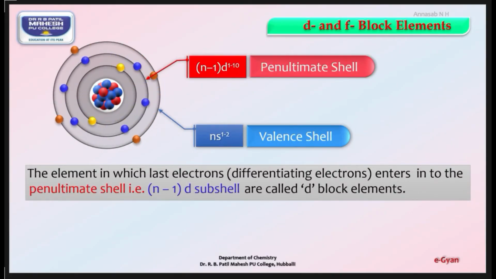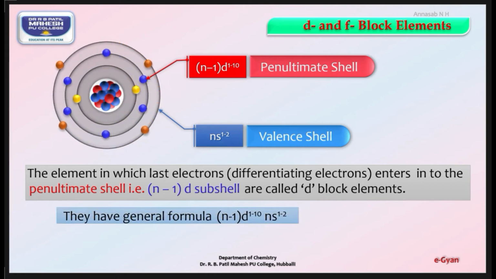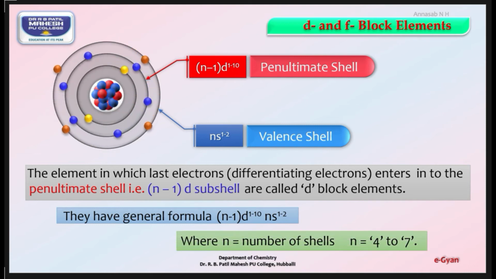Remember the transition elements where there is a presence of incompletely filled d orbital, whereas the definition for d block elements is that the differentiating electron enters into penultimate shell, n minus 1 d subshell. Okay, they have the general formula: n minus 1 d 1 to 10, ns 1 to 2, where n is number of shells. So the number of shells lie between 4 to 7.